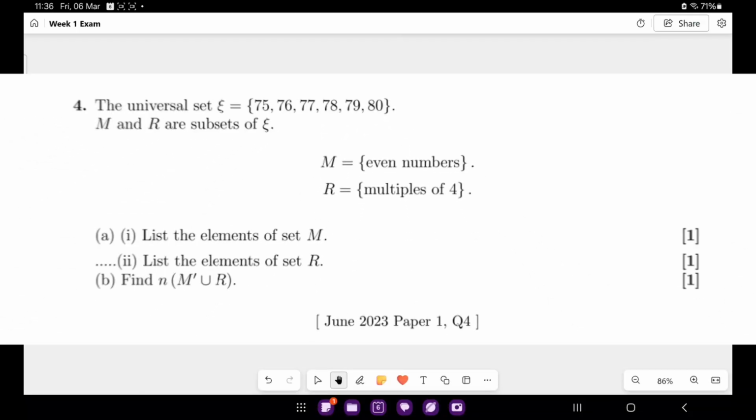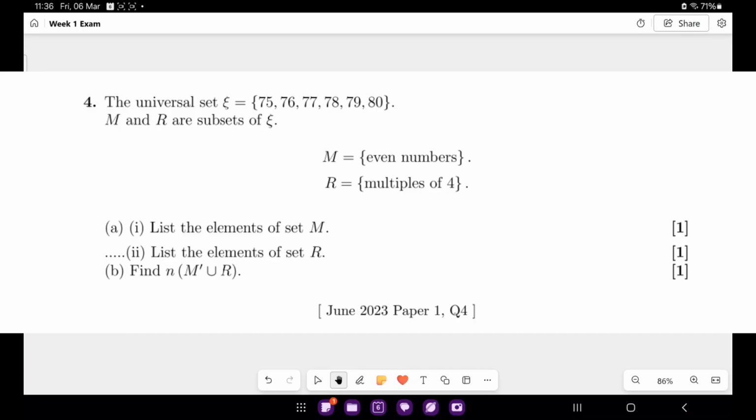Okay, we're now doing question number 4, which says the universal set is equal to 75, 76, 77, 78, 79, 8. M and R are subsets of the universal set. M is equal to even numbers. R is equal to multiples of 4. A, item 1, list the elements of set M. Okay, so we have to list the elements of set M.